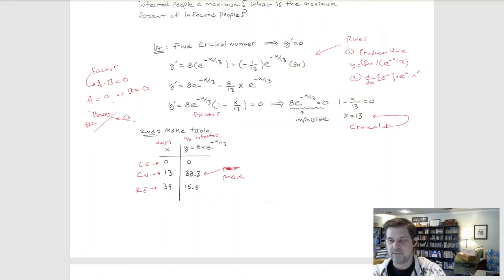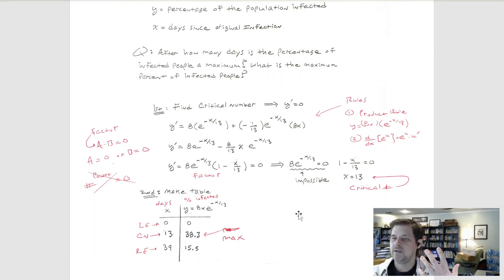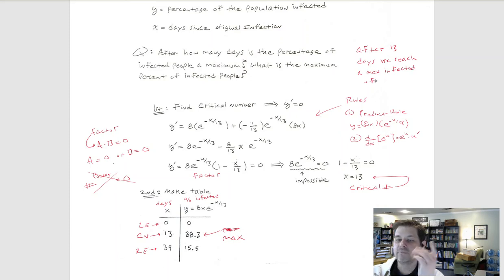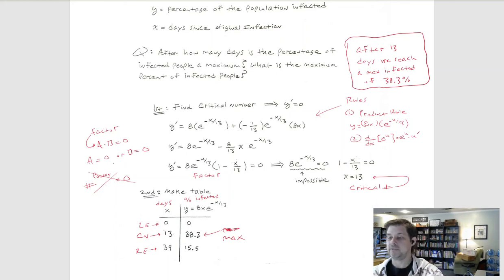So let's make a statement of our answer from that. After 13 days, we reach a maximum number of infected people of 38.3%, with some rounding. I just round conveniently, to be honest with you, when I'm working these problems for the class, but on your math lab there will be some instructions about rounding, and just follow those instructions.